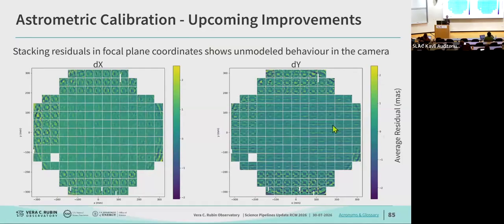If you bin the residuals by direction in X or direction in Y, and if you bin them by position in the focal plane, you can see structure from the chips themselves in their height, and we can model this and add it to the astrometric fit as well.